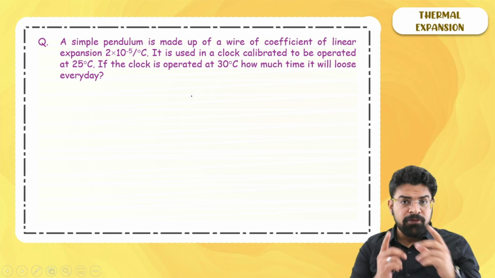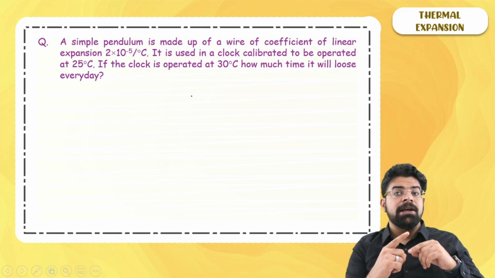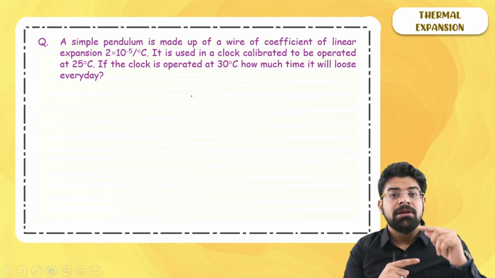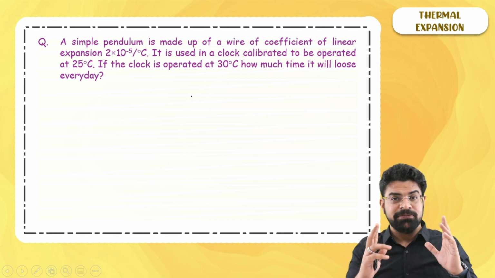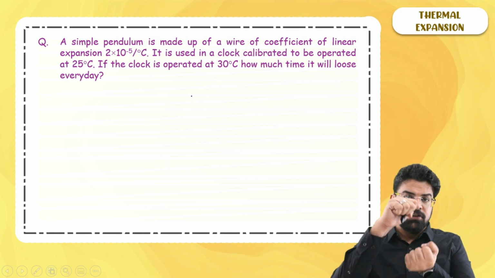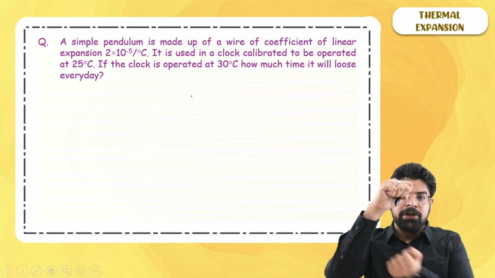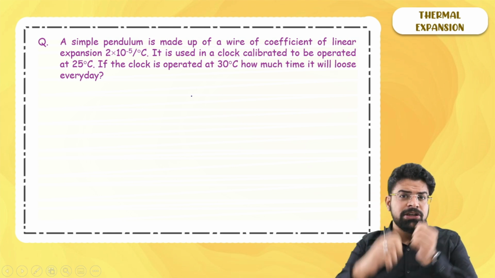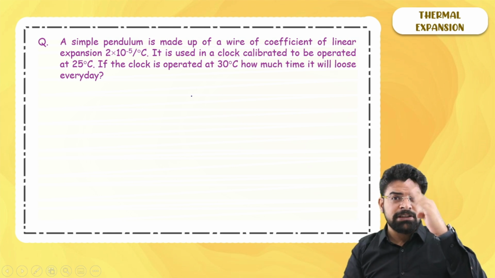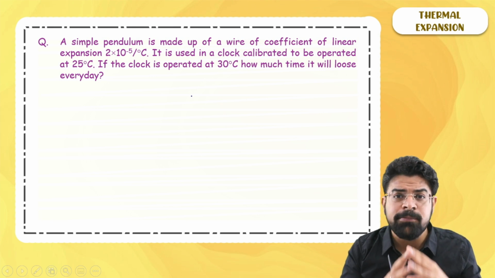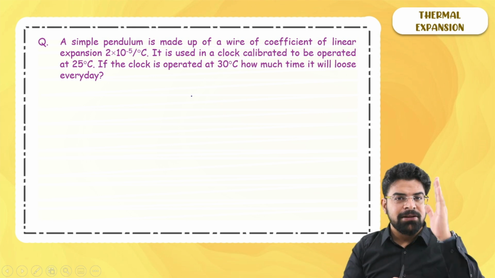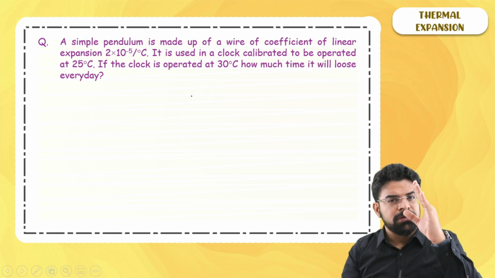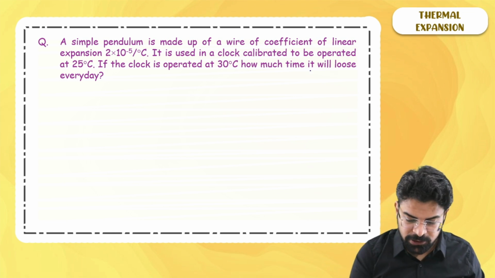So if a grandfather's clock is operated at a temperature higher than its calibration temperature, then the length of the string increases. So the time period of oscillation increases. So it takes more time between two successive ticks. As it takes more time between two successive ticks, the clock slows down. Okay, so first of all, it will lose time.